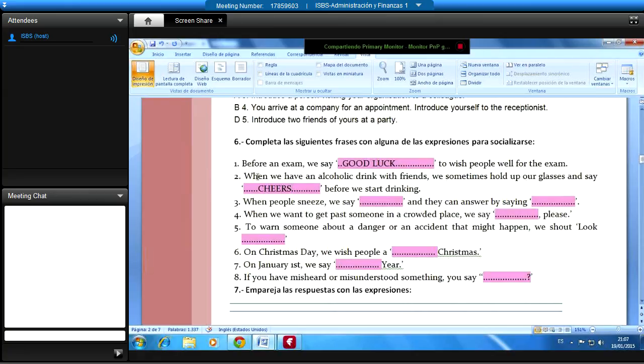When people sneeze, when you have a cold, that's sneeze, okay? So when people sneeze, what do we respond? Bless you. Did you know that? Bless you.